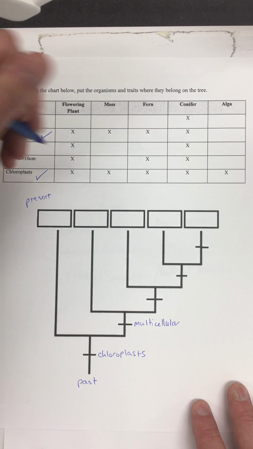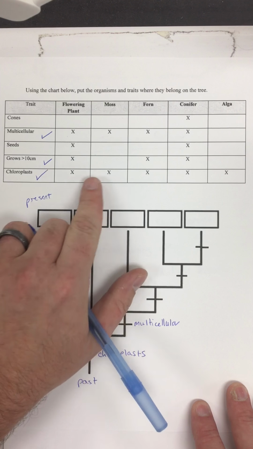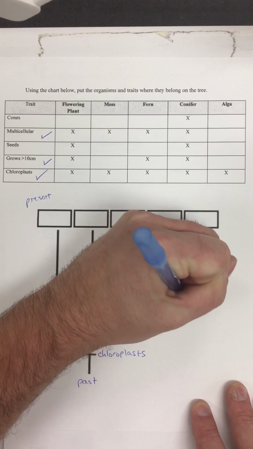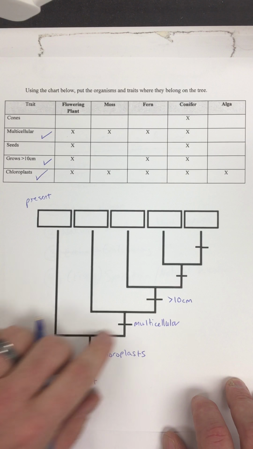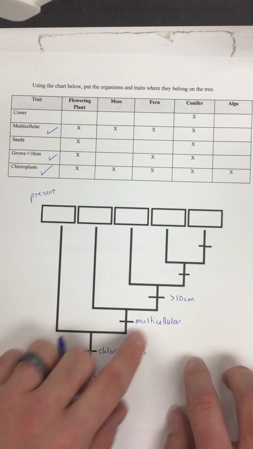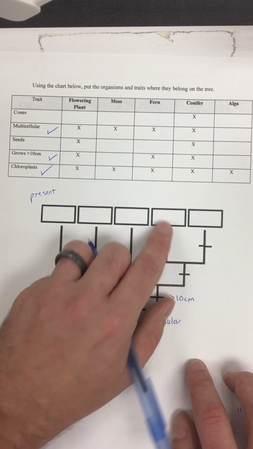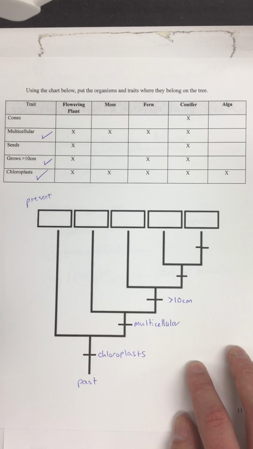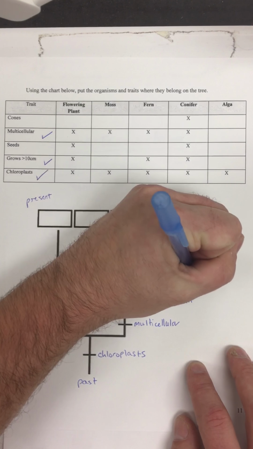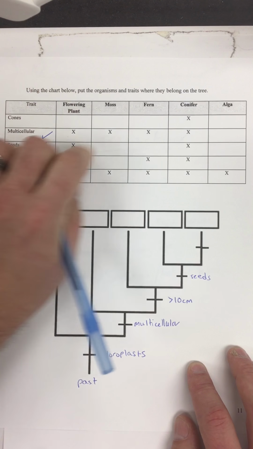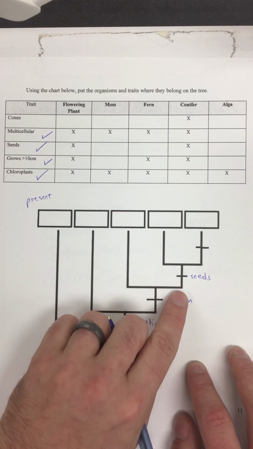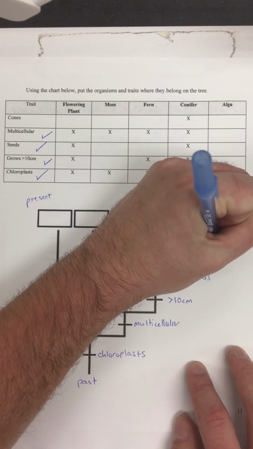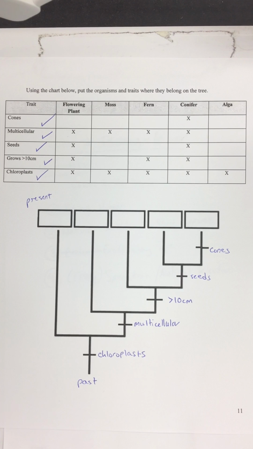Grows. Oh, grows greater than 10 centimeters? Yes, greater than 10 centimeters because 1, 2, 3 of them have that trait. I'm just going to put greater than 10 centimeters here to save a little time. Greater than 10 centimeters, 1, 2, 3 of them have that trait, and 1, 2, 3 of them are greater than 10 centimeters. All right, that's taken care of. Next one, seeds. Put seeds here, and 1, 2 of them have seeds. That's where seeds go. 1, 2 of them have seeds, and then the last one only has cones. So that took care of all 6 of my traits.